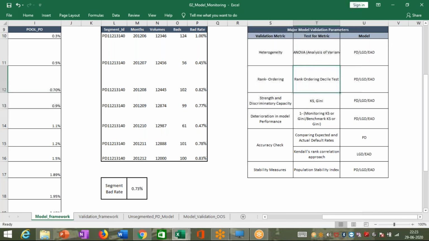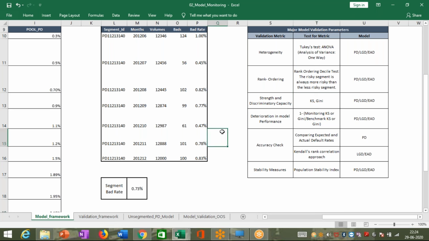Okay. So after the heterogeneity test, the second test is the rank ordering test. Now over here, what is the rank ordering test? The rank ordering test is that the risky segment is always more risky than the less risky. That is, at no point of time will there be a case where the risky segment has a lower bad rate than the more risky segment. So that's the second test that we generally do to assess the stability of the segments.